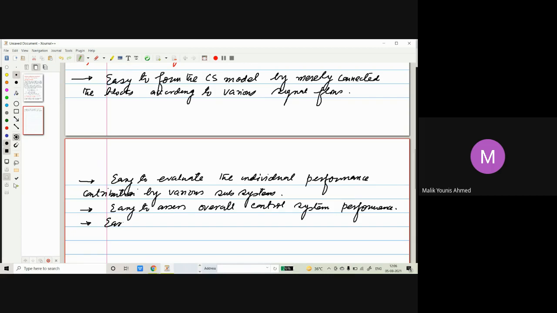Easier to examine the functional operation of the control system than to examine the physical system itself. It is difficult to examine the physical system itself.